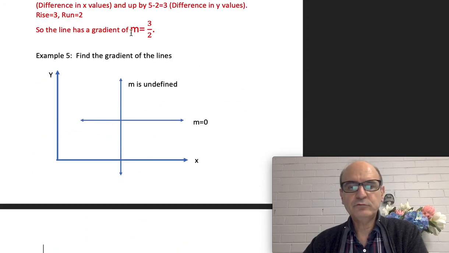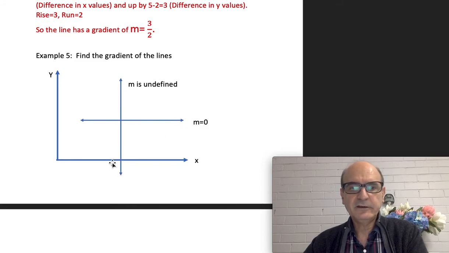And here we have two special lines. One is horizontal and one is vertical. What is the gradient of a horizontal line? The gradient of a horizontal line is always 0 because you have no rise. If you take any 2 points on that, if you go from one point to another point, you have a run, but you don't have any rise. So your rise is 0. And 0 divided by any run will give you 0. So just remember, any horizontal line has a gradient of 0.